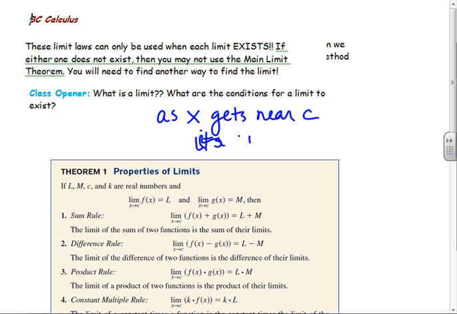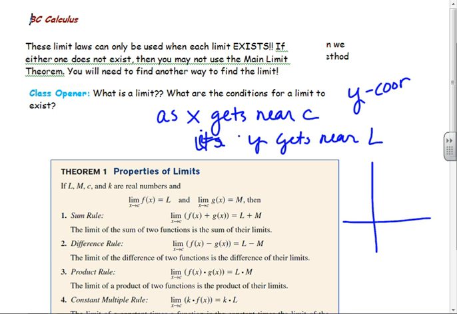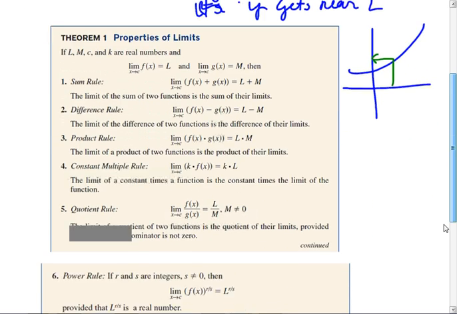So y gets near what we call the limit. Call it out. So it's the y coordinate. You're going to go close to something on the x-axis, and you're going to read off the corresponding y. We don't care what happens at c, though. Remember that. These are just the main limit theorems, and you already know it.